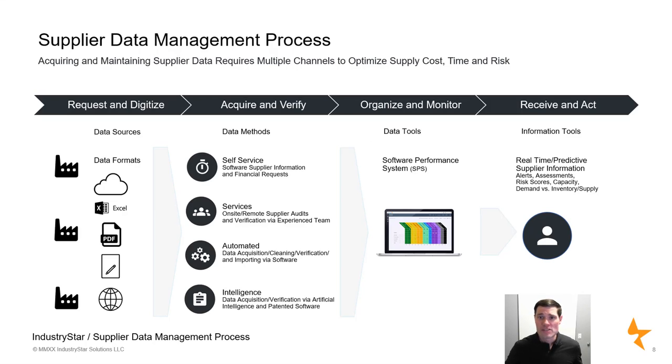The following supplier data management process provides a helpful 4-step playbook for acquiring and maintaining supplier data, which requires multiple channels to optimize supply cost, time, and risk. When working with supplier data, it's important to consider the data formats, like PDF part prints, the data sources, like supplier intelligence software tools, the data methods, like third-party services, the data tools, like supply performance software, and lastly, the information tools, like predictive analytics.